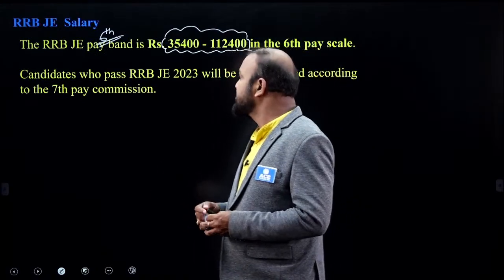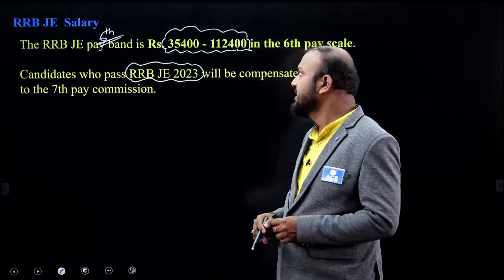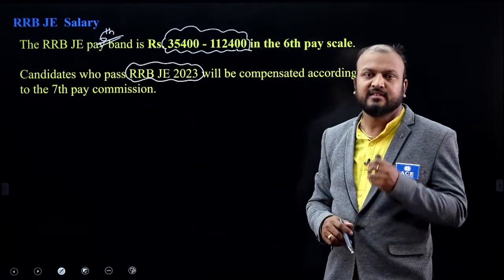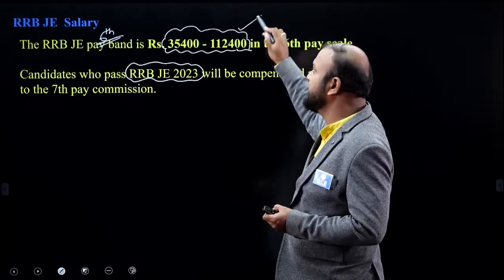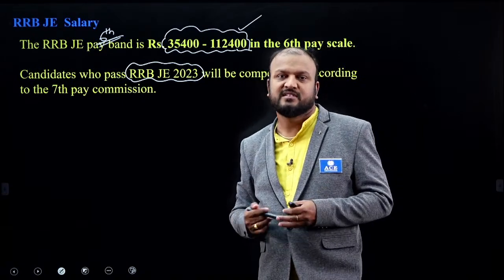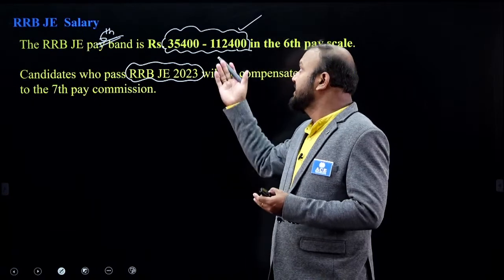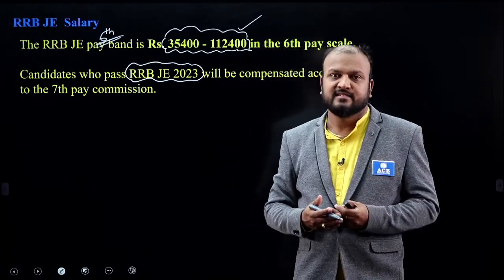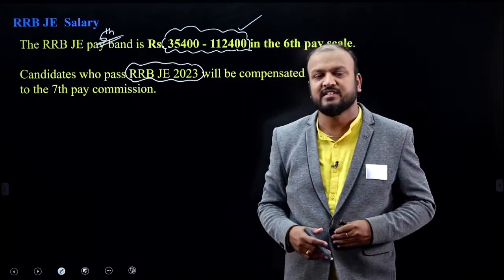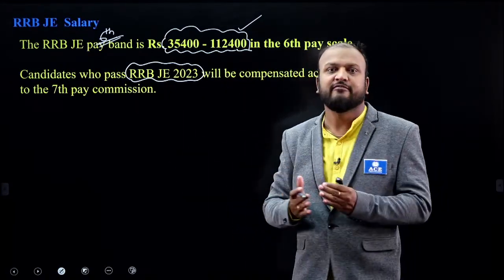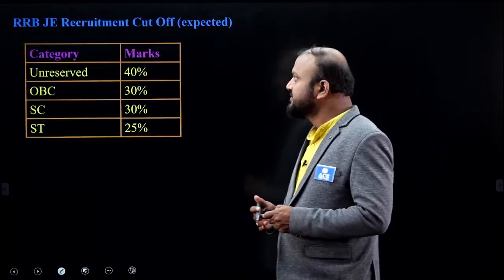And for the candidates who are going to appear for RRB JE 2023, since the 7th pay commission has already come, it is proposed that they will be given the 7th pay commission. Under the 7th pay commission, this salary will be somewhat more. So if you join RRB JE at an early age, you are going to get very good salaries by the time of retirement, after 30 to 40 years of service. You can have very good salaries and very good promotions, and you will go to higher levels.